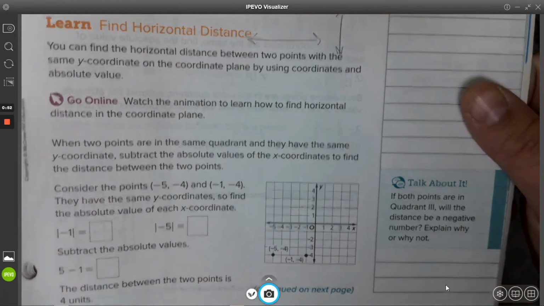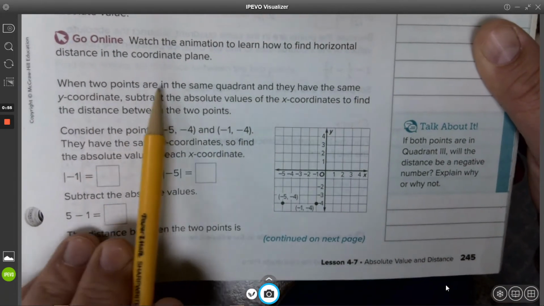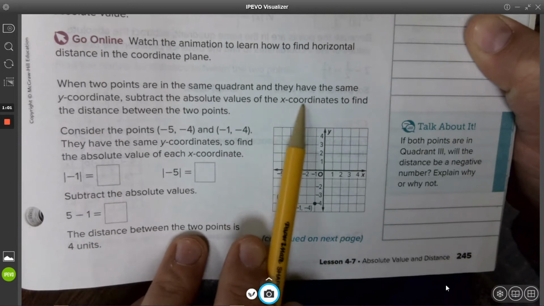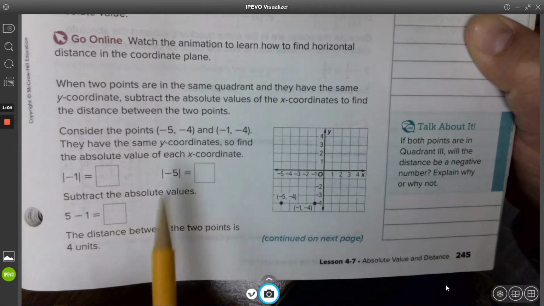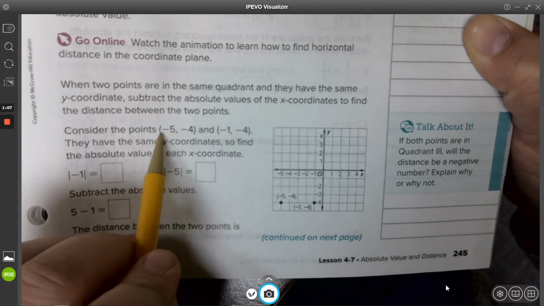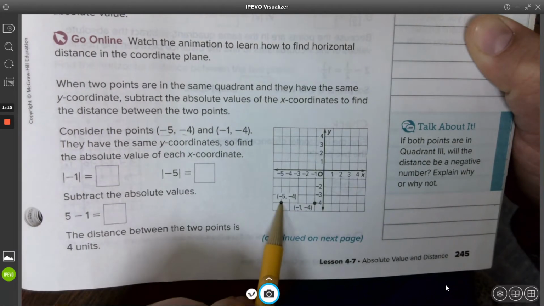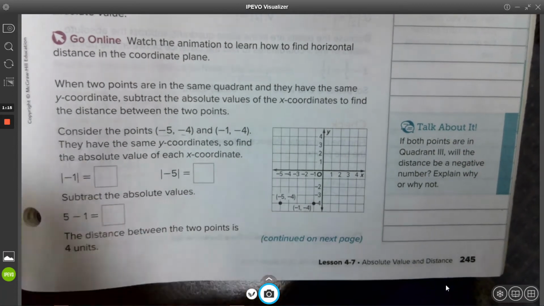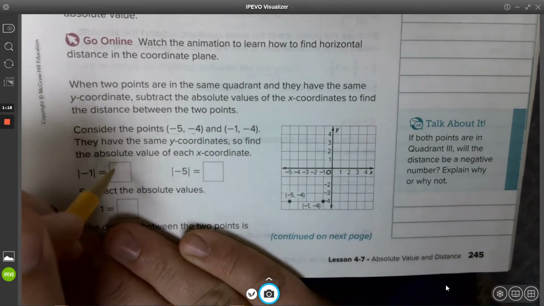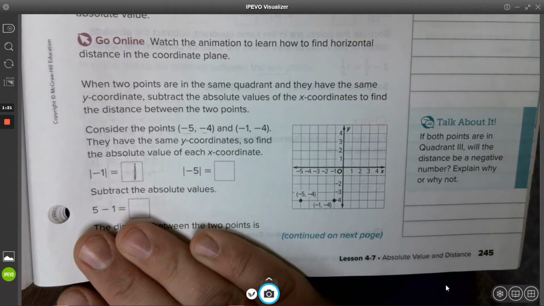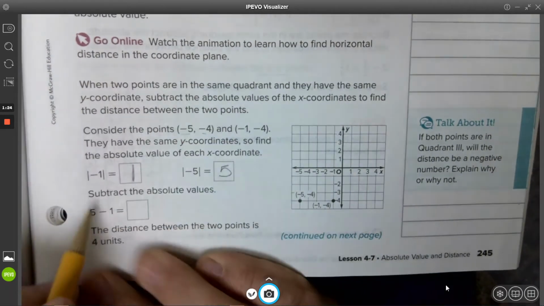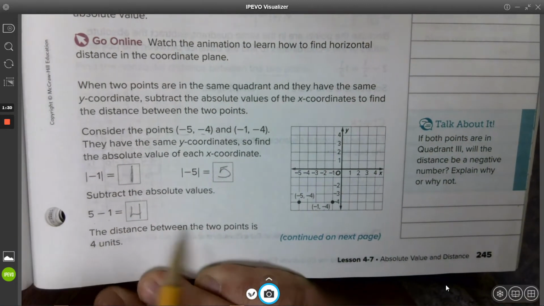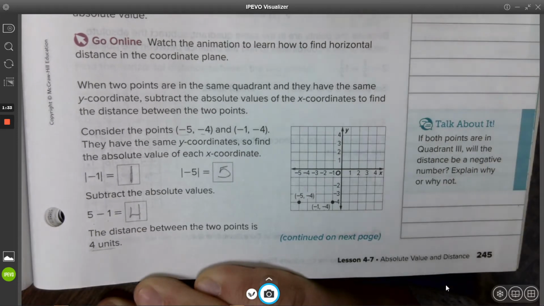So when we have 2 points that are in the same quadrant and they have the same y coordinate, we subtract the absolute values of the x coordinates to find the distance between the 2 points. So in this case, if we have -5, -4 and -1, -4, we can then find the absolute values. The absolute value of -1 would be +1, and the absolute value of -5 would be 5. And then if we did 5 minus 1, we would end up with 4. So the distance between the 2 points is 4 units.